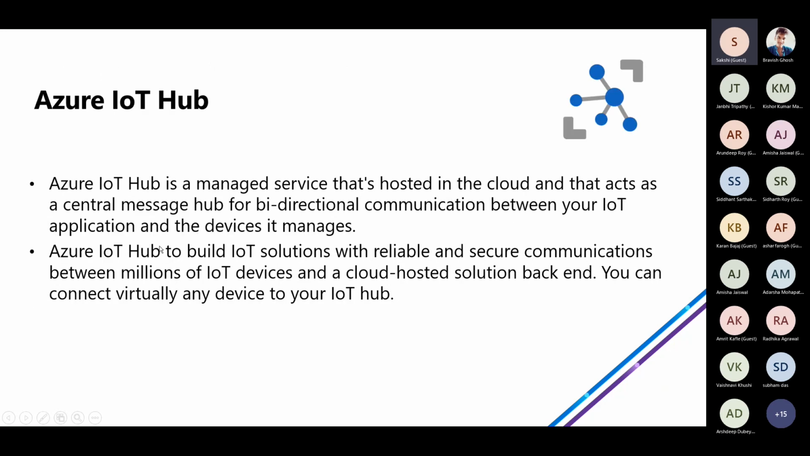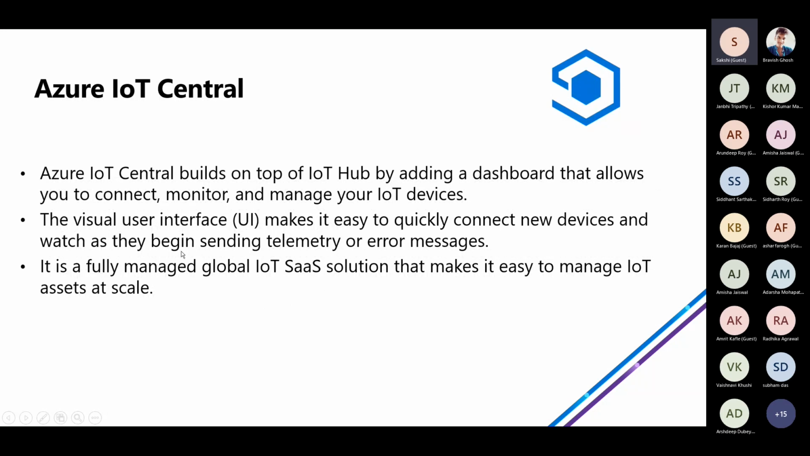So let's see what Azure IoT Hub is. IoT Hub is a managed service that's hosted in the cloud and acts as a central message hub for bidirectional communication between your IoT application and the devices it manages. Azure IoT Hub is used to build IoT solutions with reliable and secure communications between millions of IoT devices and a cloud-hosted solution backend. You can connect virtually any device to your IoT Hub. I'll be coming back to it, but let's first see what Azure IoT Central has to offer.